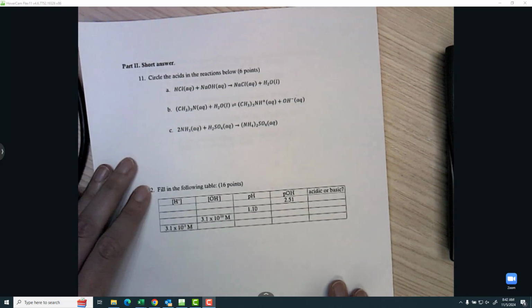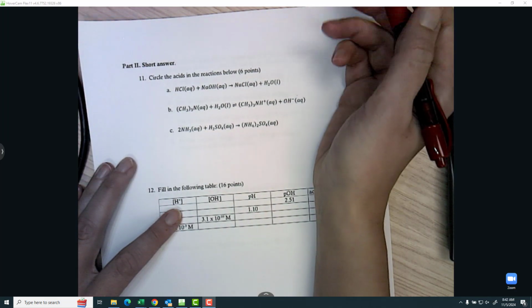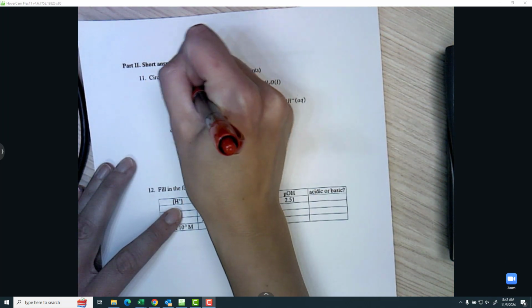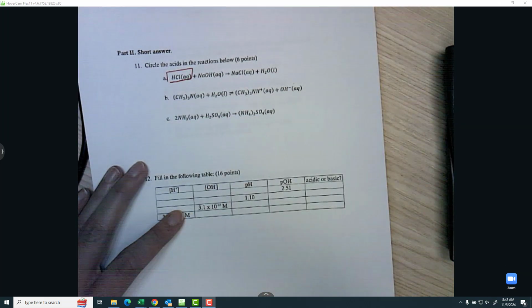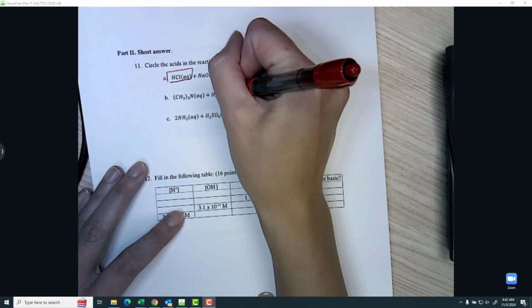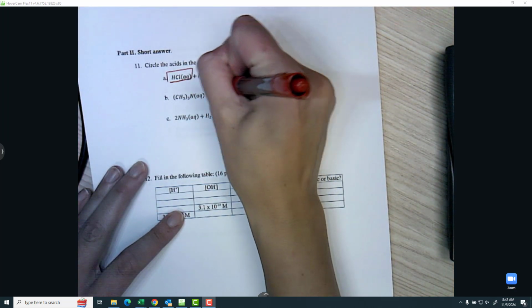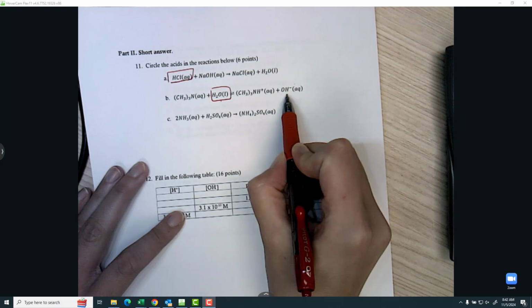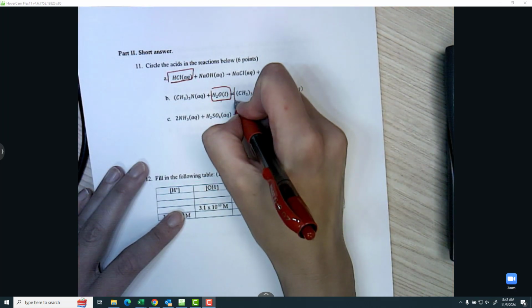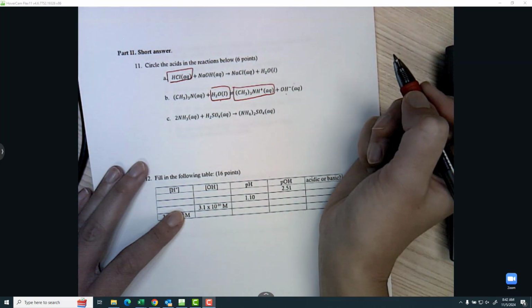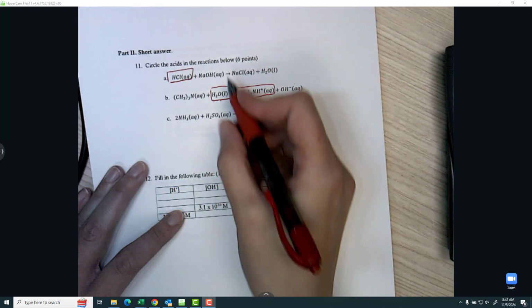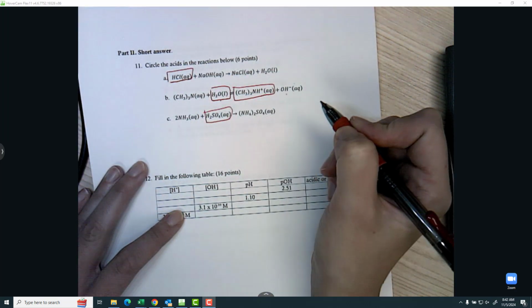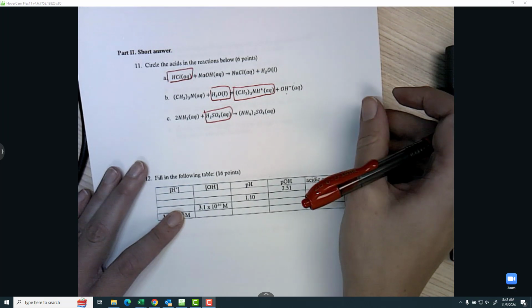All right, for the acids here, in identifying the acids, I'm looking for something that's losing hydrogen during the reaction. I see the chlorine had a hydrogen, and now on the right it does not. For the second one, I see that the water lost a hydrogen. It can act as an acid or a base. In this case, it did. Because this is an equilibrium reaction, it's also going in reverse, so I should identify one of the products as an acid as well. And then in C, the SO4 lost its 2 hydrogens.